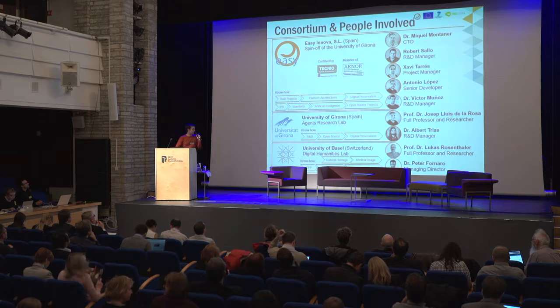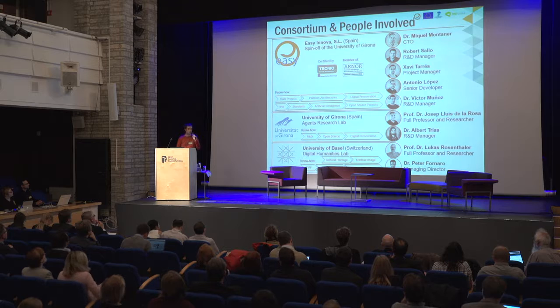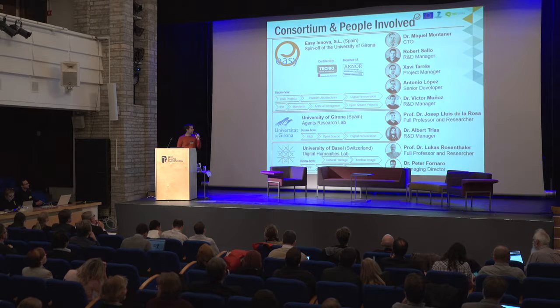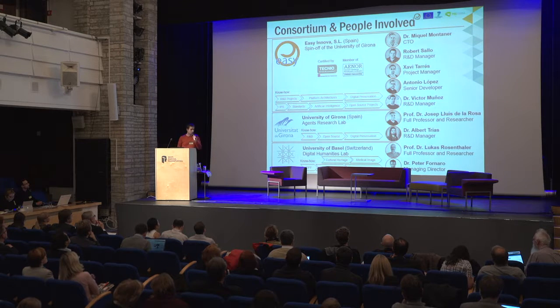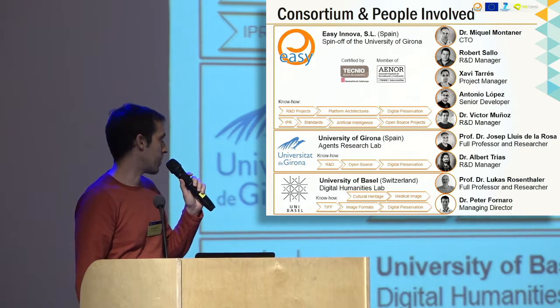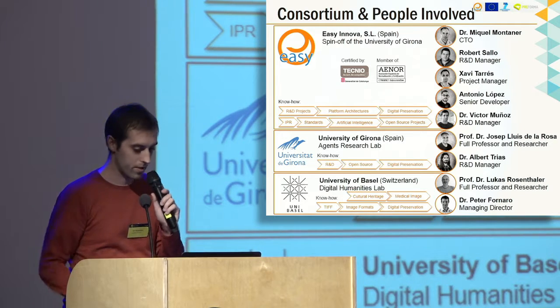Our consortium is formed by three entities. One is Easy Innova. This is a spin-off of the University of Girona. The second one is the University of Girona itself. And finally also the University of Basel in Switzerland. And at the right side we can see some of the people that have worked during these years on the project.